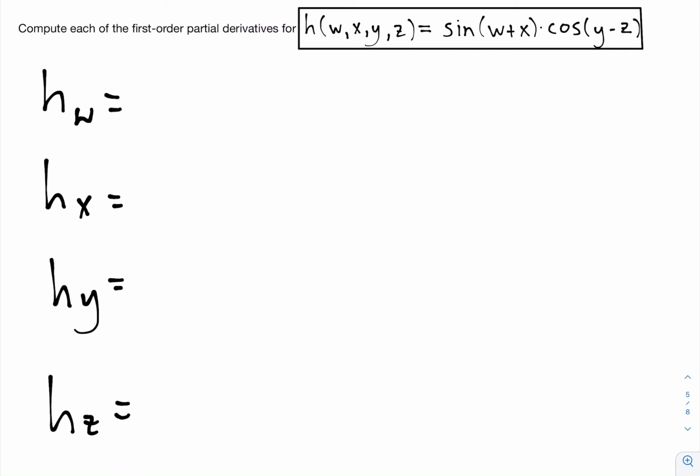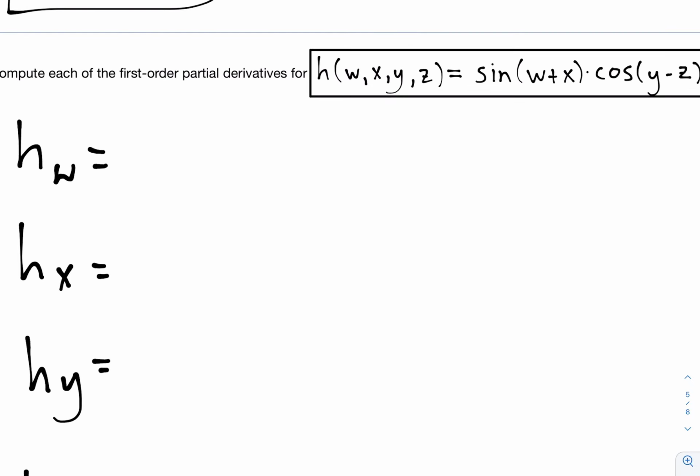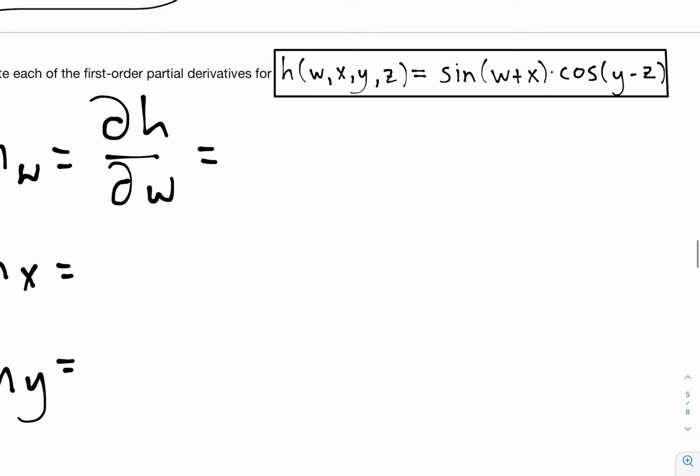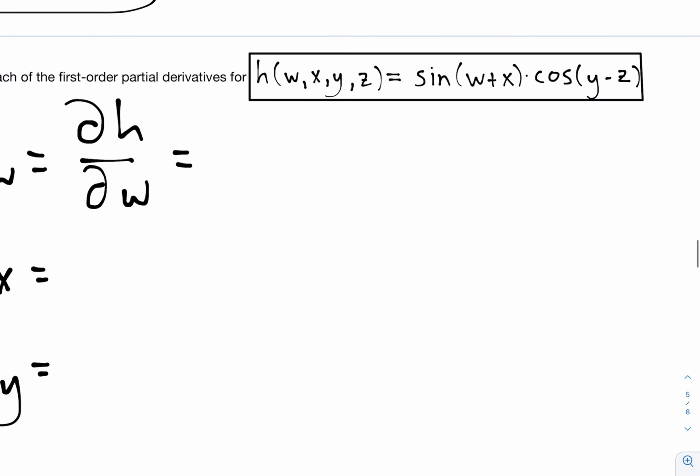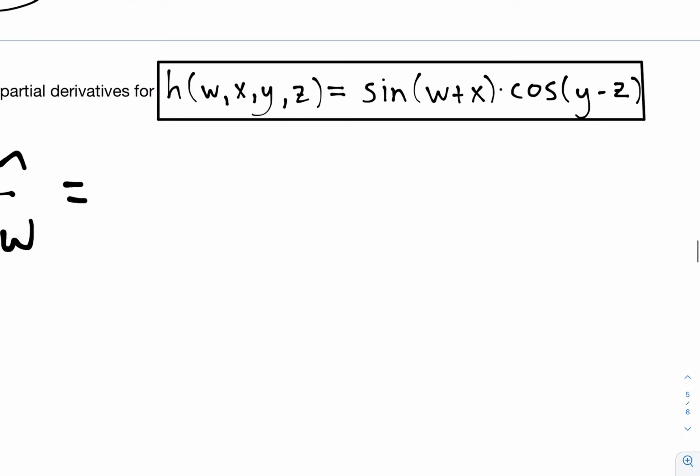So what's the partial derivative of h with respect to w? All this means is the partial derivative of h with respect to w. Well, let's see here. The right side here is our function. If w is our variable, then that means that everything else can be considered constant.